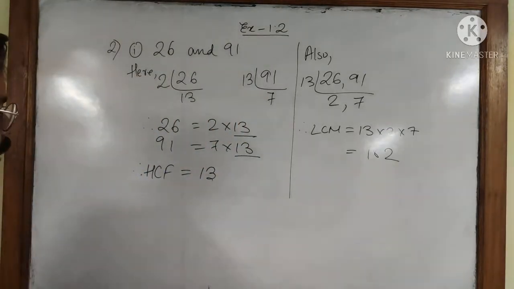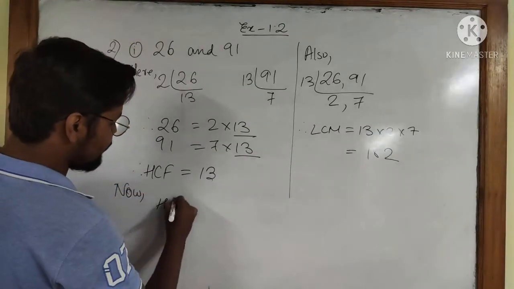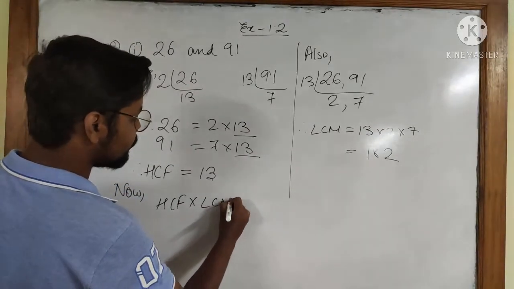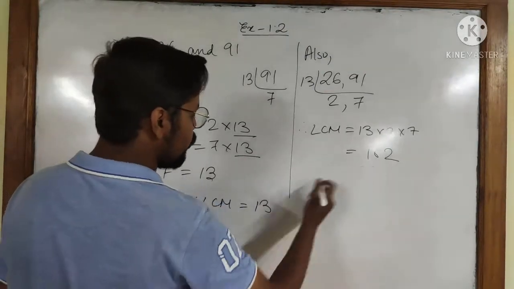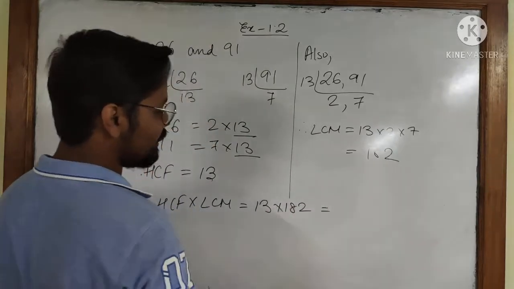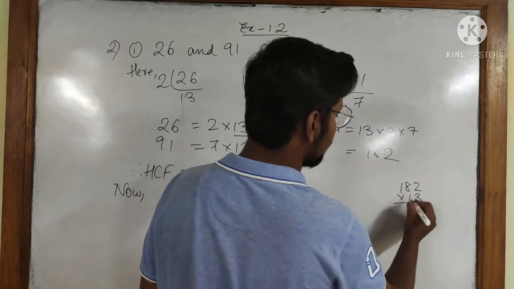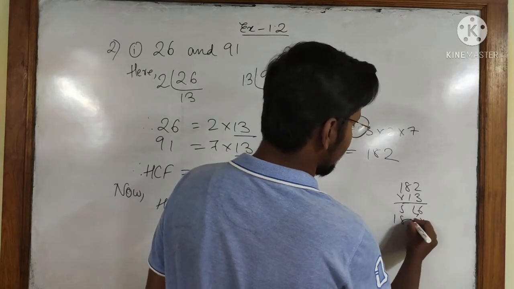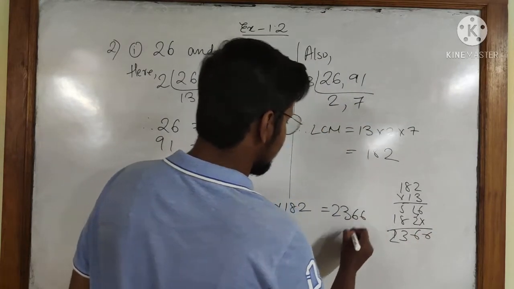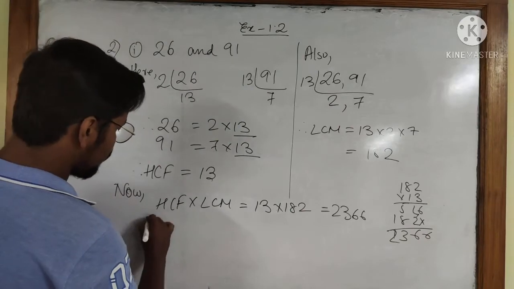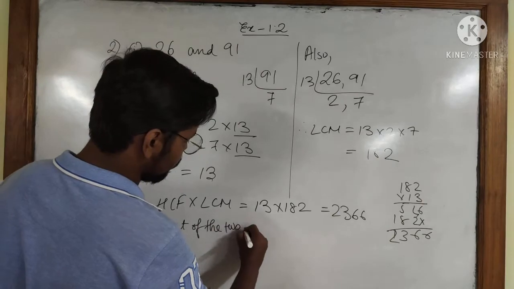Now we have to verify. What you have to verify? So now we have to find the product of the LCM and the HCF. So HCF multiplied by LCM gives us 13 into 182. So try to find this value. If you multiply 182 by 13, what do we get? We get 2366. Now let us try to find the product of the two numbers.